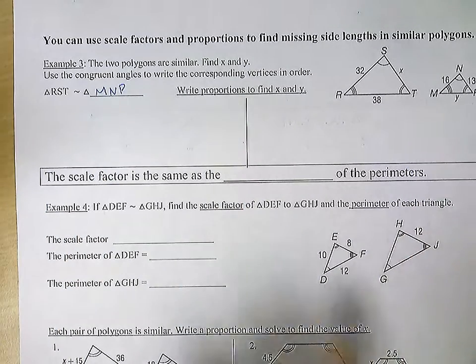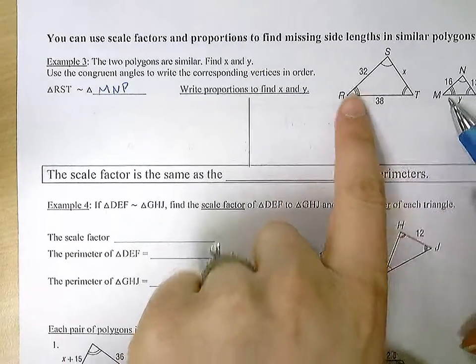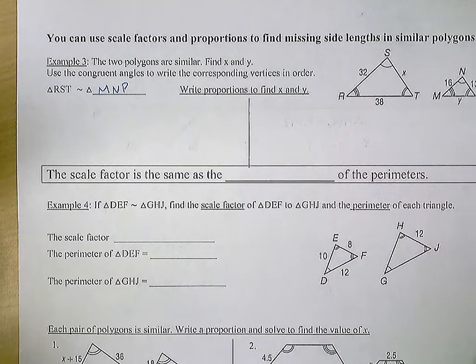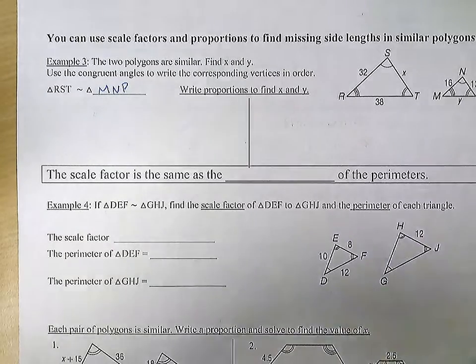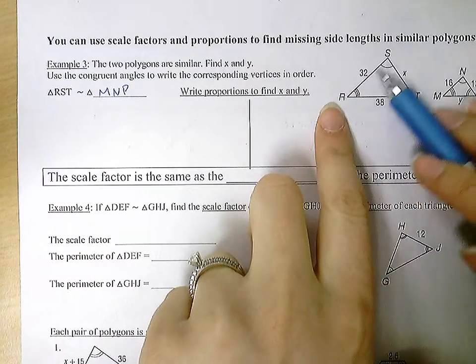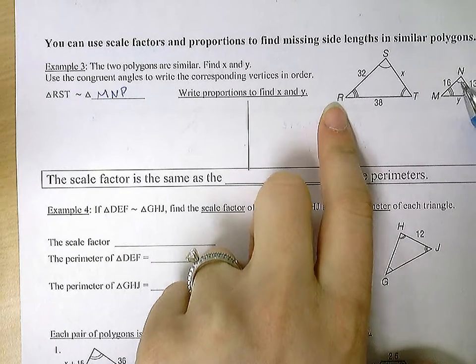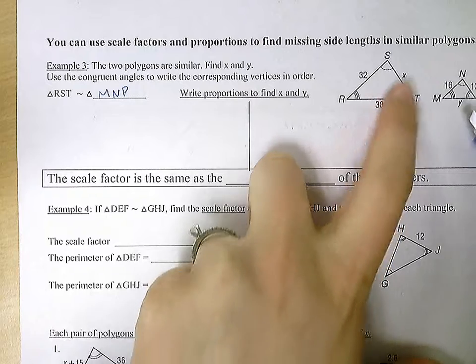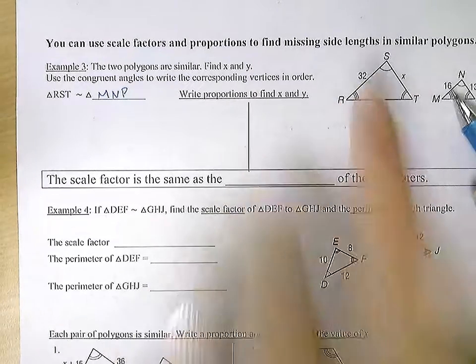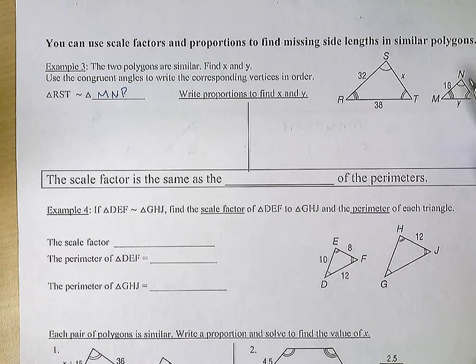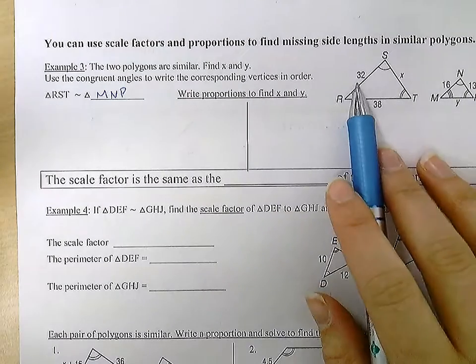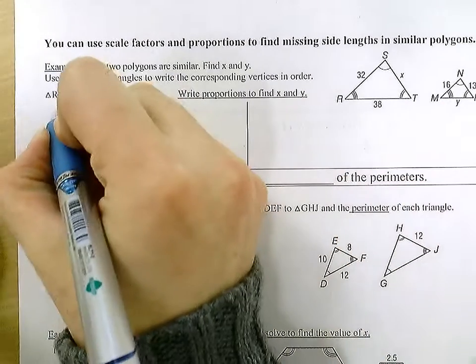What I want to look for is two corresponding sides that both have numbers, that don't have a variable attached to them. When I look at this, I notice RS and MN are corresponding sides, and they don't have an x or a y within it. So I can write out my first ratio using that. I could write out 32 over 16.